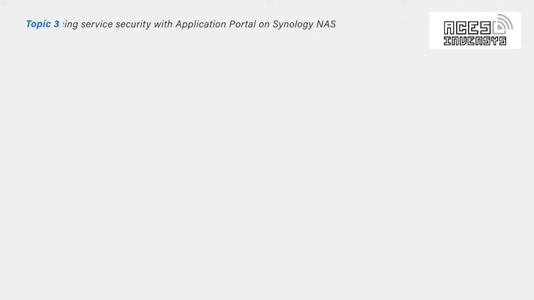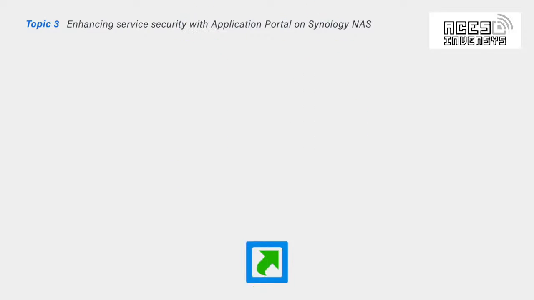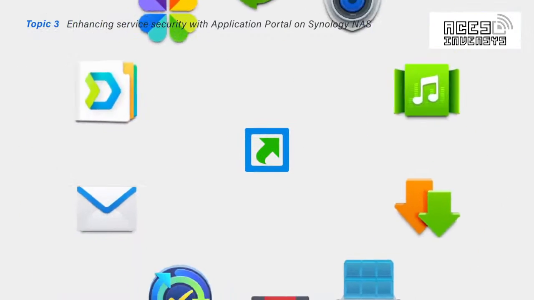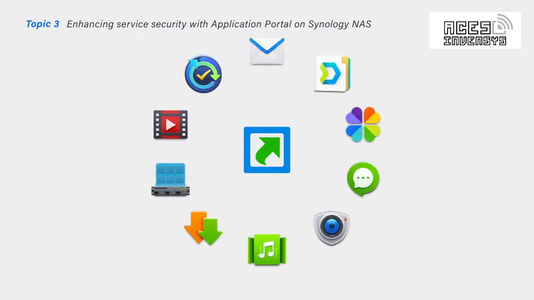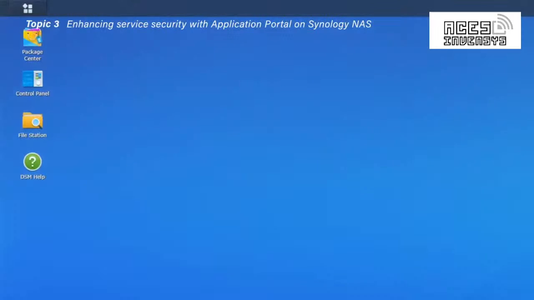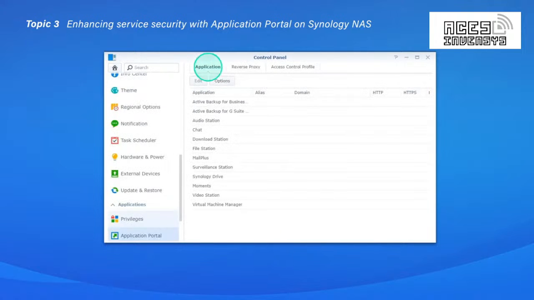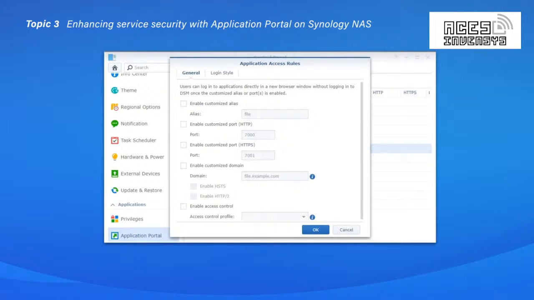Last but not least, to enhance service security and convenience, you can allow users to directly access and run applications in independent browser tabs or windows without logging into DSM with Application Portal. Let's see how it works. First, go to Control Panel, Application Portal, Application. Select an application. Here we select File Station, for example. Click Edit, and you will see a pop-up window.